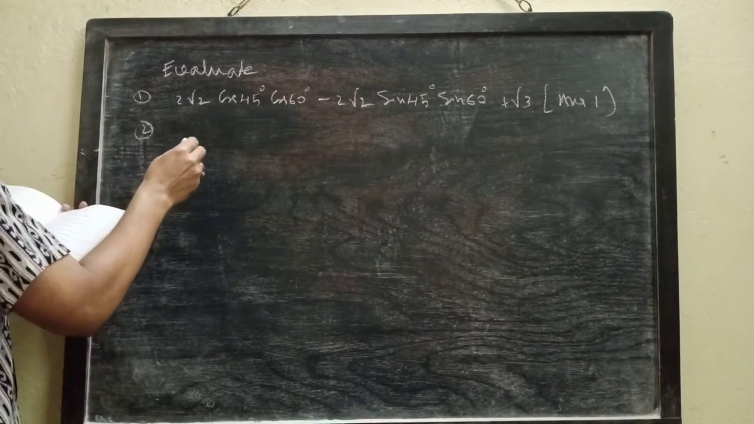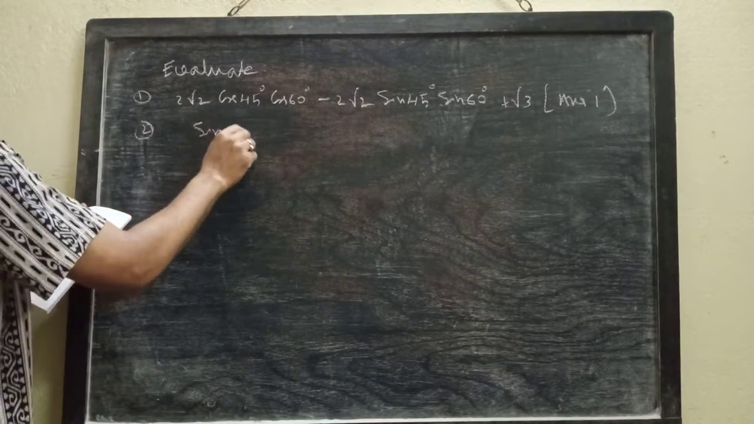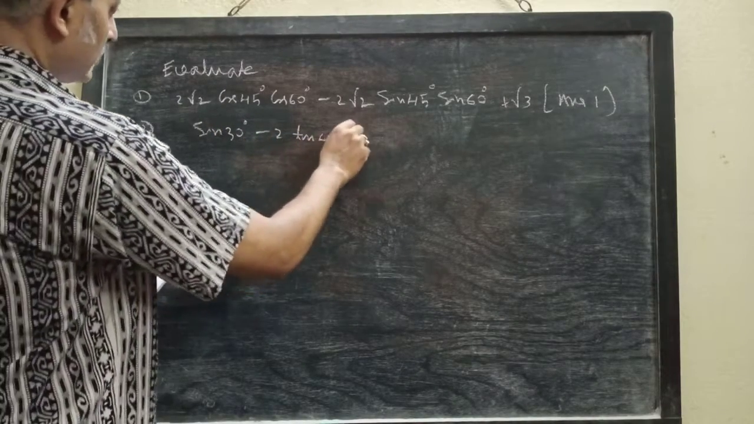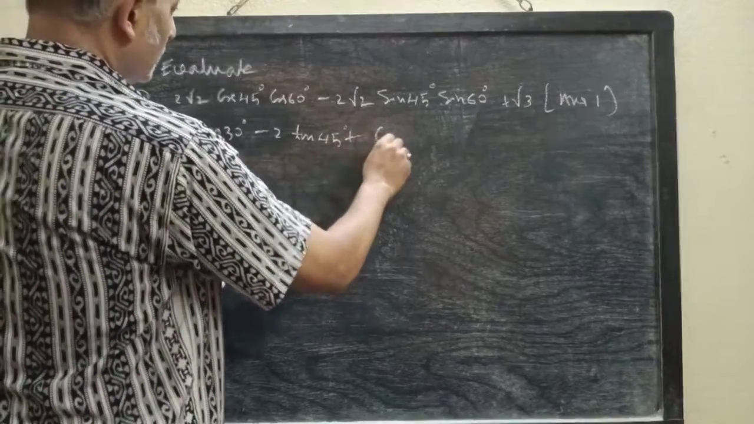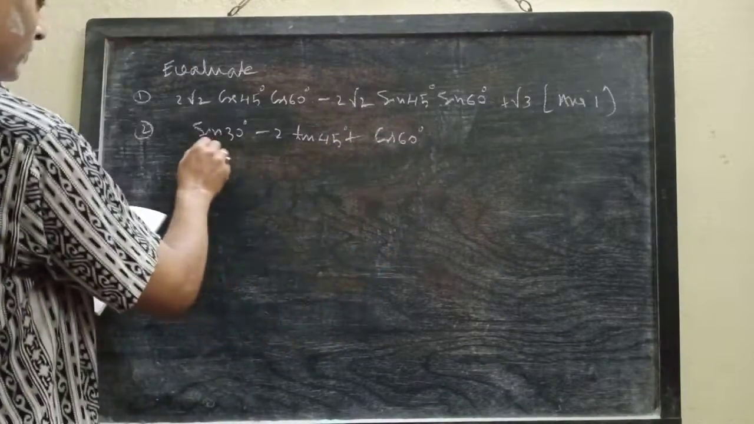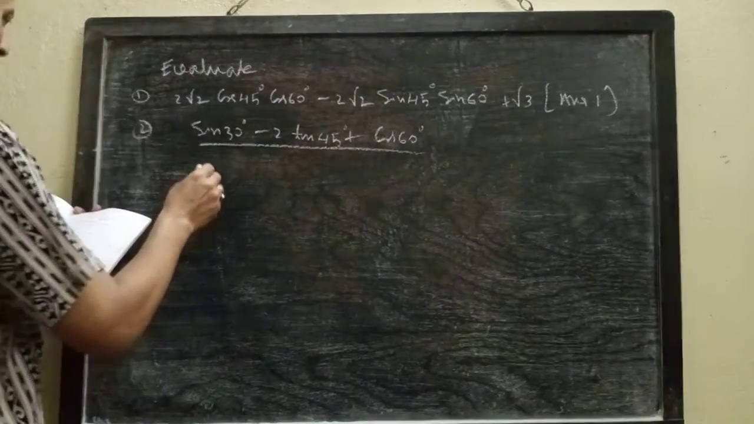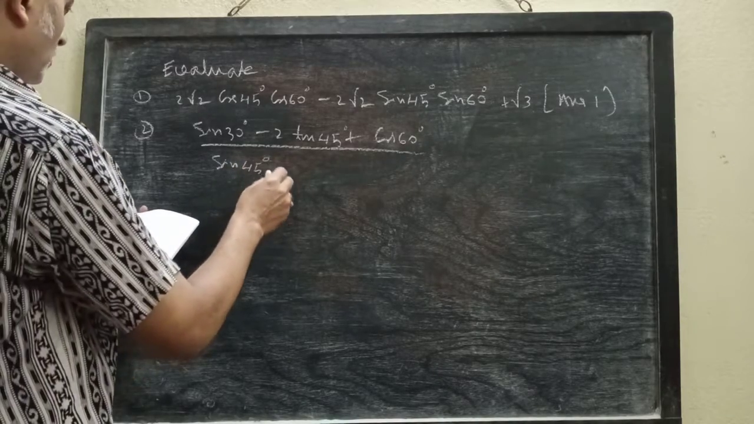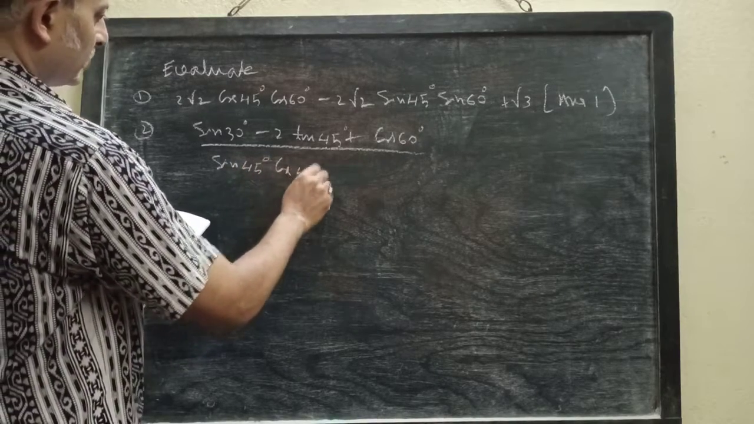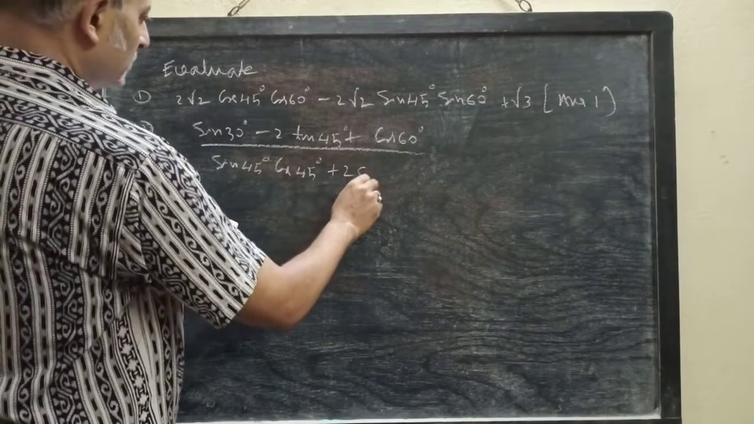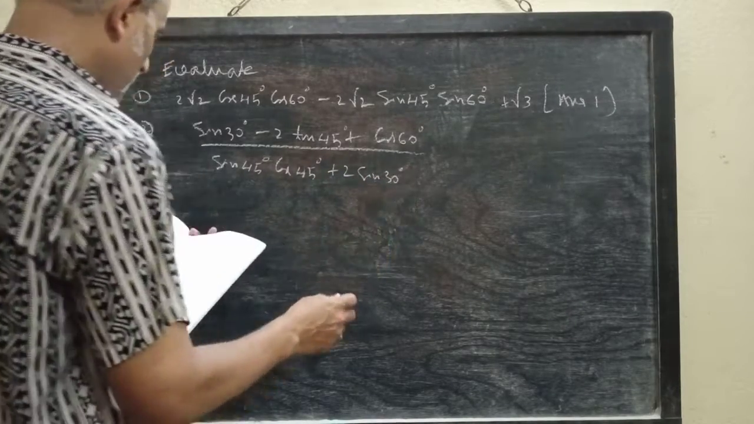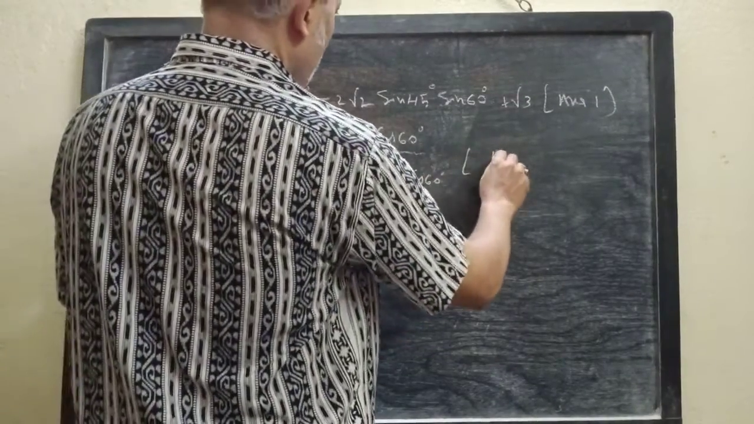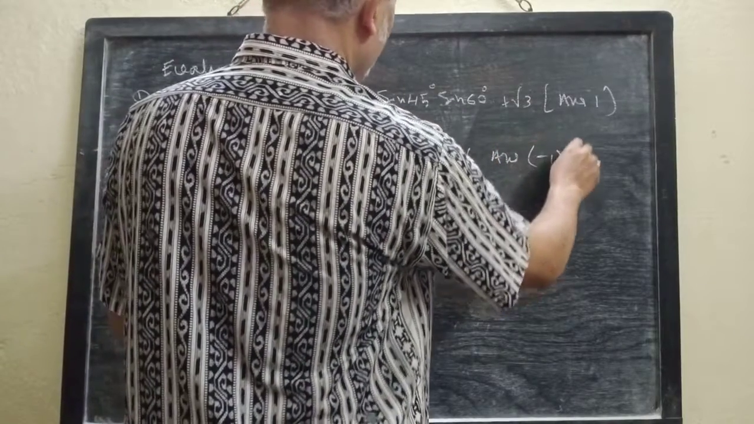Number 2. Sin 30 degree minus 2 tan 45 degree plus cos 60 degree, whole divided by sin 45 degree cos 45 degree plus 2 sin 30 degree cos 60 degree. Its answer is minus 1.